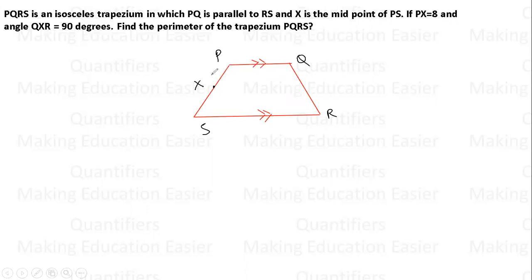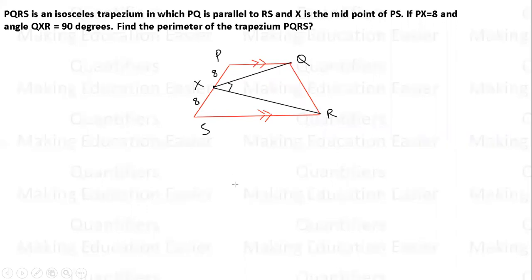Now students, it is given PX is equal to 8 and this is the midpoint. So can I say XS will also be equal to 8? Moreover, it is given angle QXR is equal to 90 degrees. So this angle, students, is given as 90 degrees. And since non-parallel sides are equal, PS is now 16, right? So QR will also be 16.